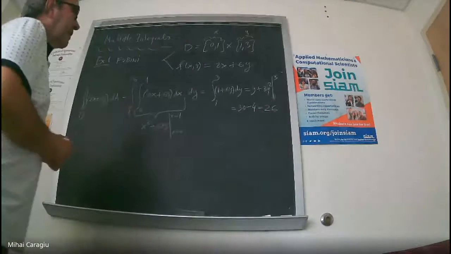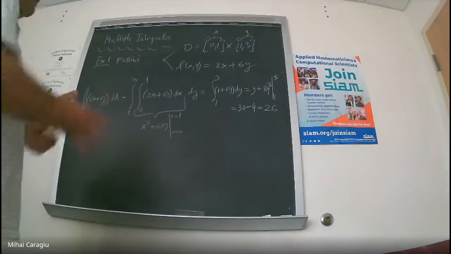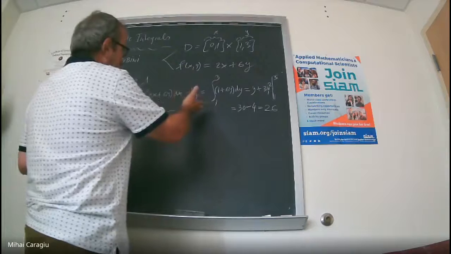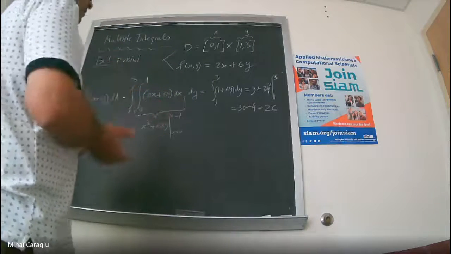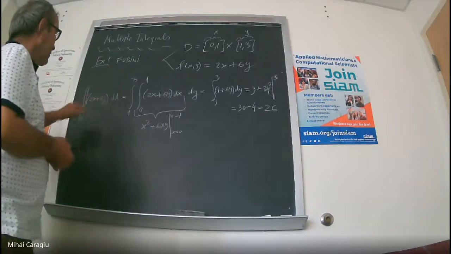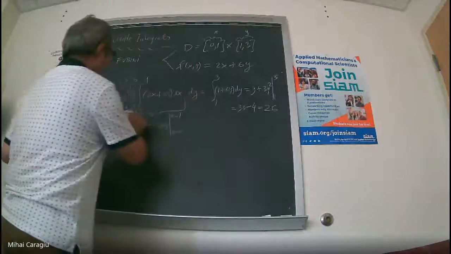So that's what we get if we integrate the x variable first and the y variable second. If we integrate the y variable first and the x variable second, we get exactly the same number, and the common value, which is 26, will be exactly the double integral over the domain D of this function, 2x plus 6y. Okay, let's do the other way around.